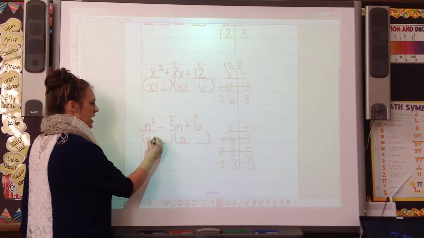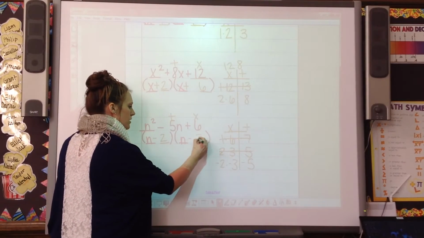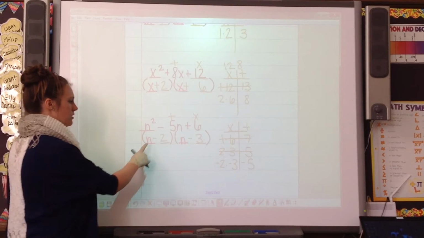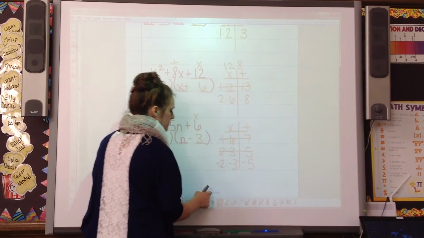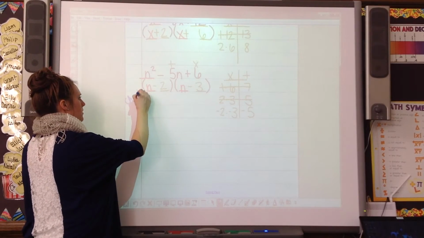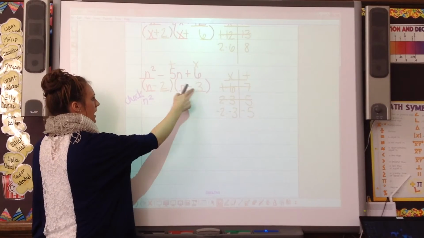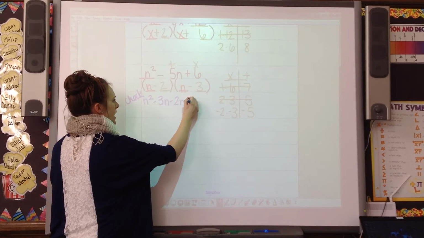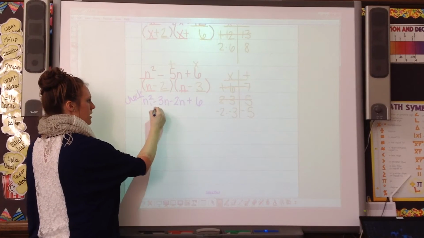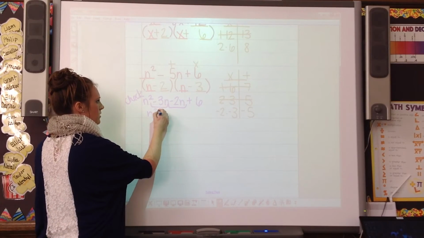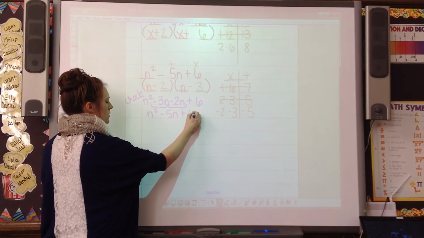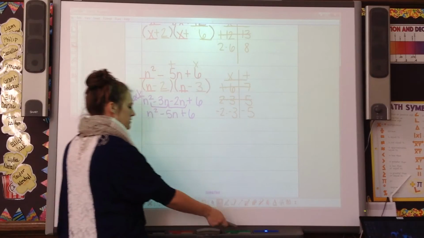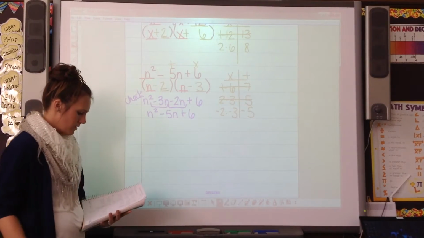So this is actually n minus 2, n minus 3. Think about FOIL if we were to check your answer. Firsts, this is for checking. Firsts, outers, innards, lasts. Combine your like terms. Okay, our answers match, so this is correct. Okay, let's try another one.